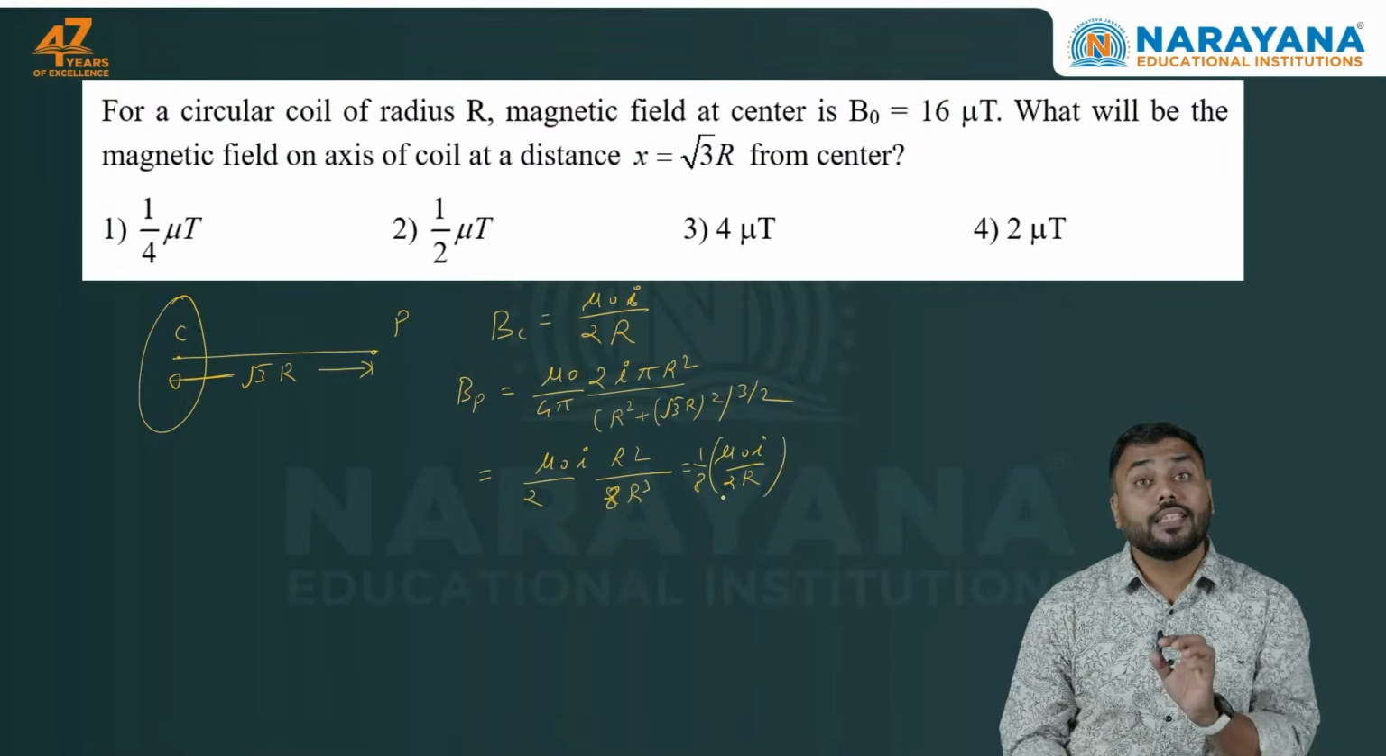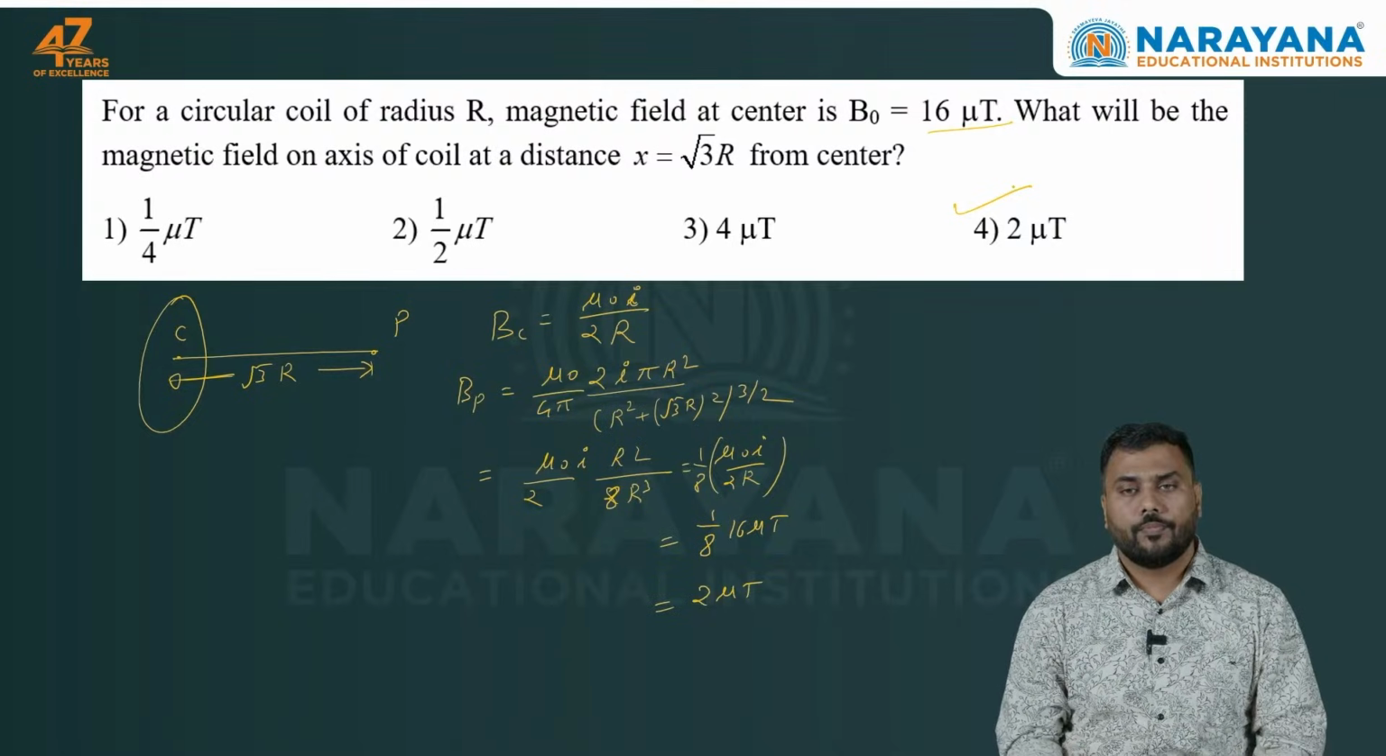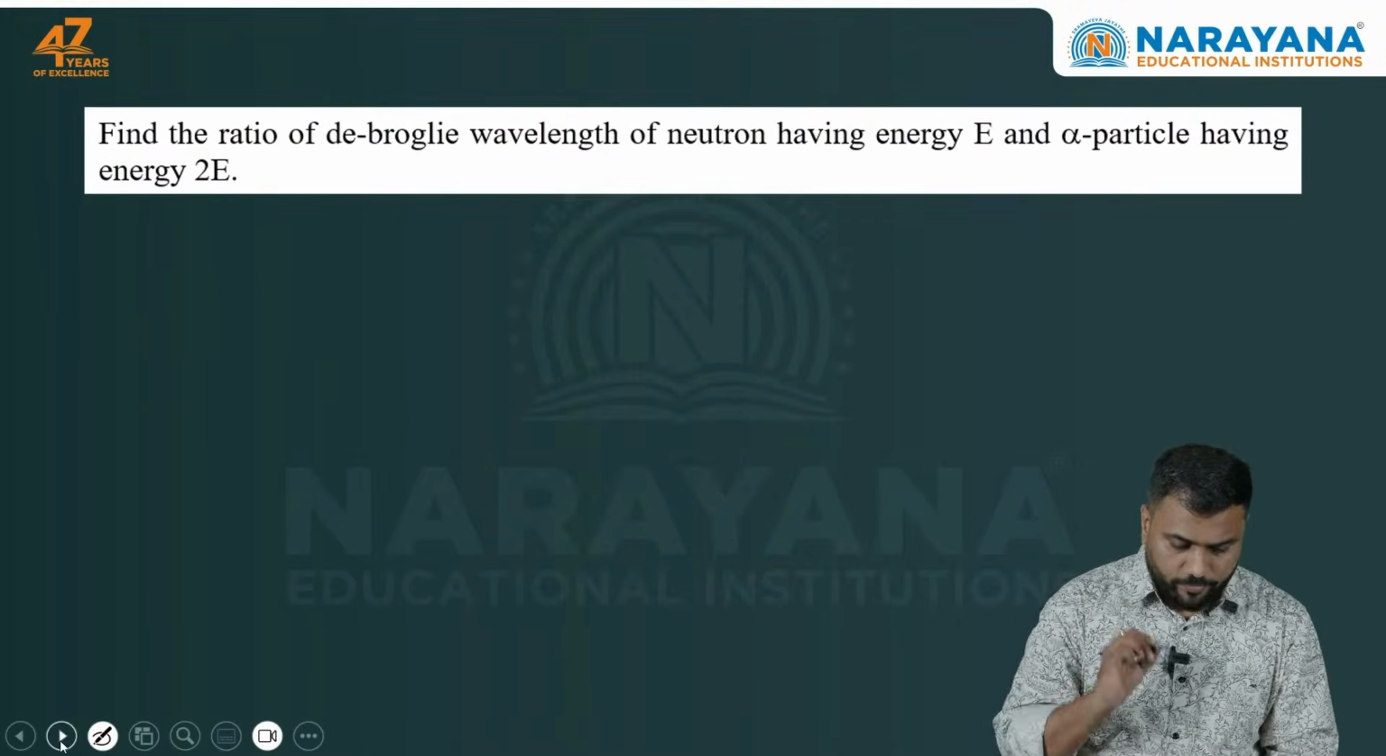Mu naught I by 2r is the magnetic field at the center of the coil, which is given in the question as 16 micro Tesla. So 1/8 of 16 micro Tesla is going to be 2 micro Tesla, and the best possible answer is the fourth option. Let's go to the next question.